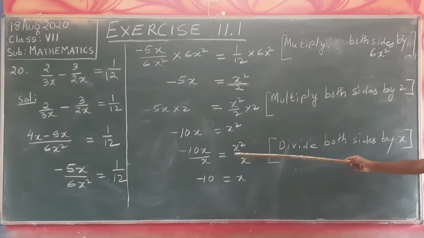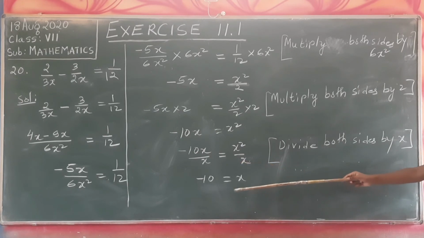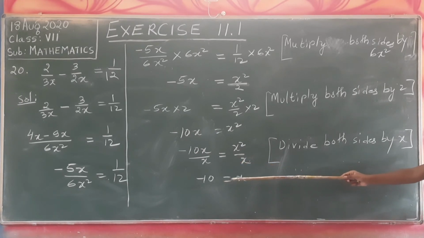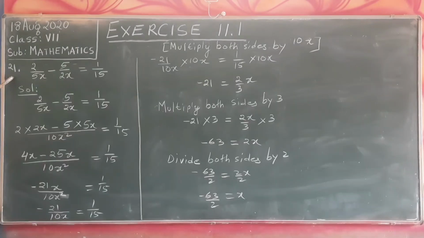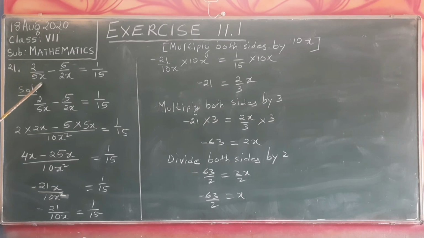Now in the next step we have to remove the x. In order to remove the x, divide both the sides by what? X. So we get the value of x as minus 10. So minus 10 will be our answer of question number 20. Coming to the last question, question number 21. 2 upon 5x minus 5 upon 2x is equal to 1 upon 15.